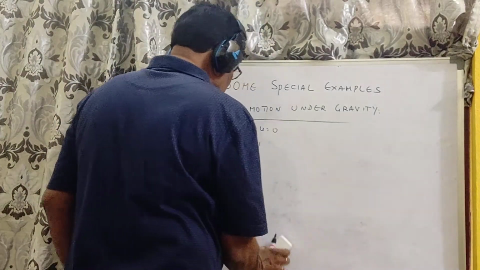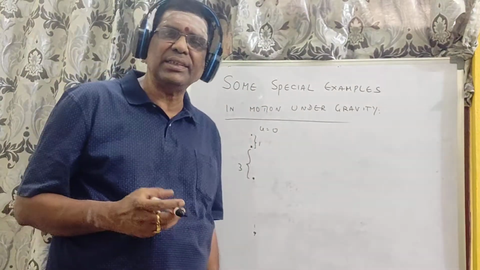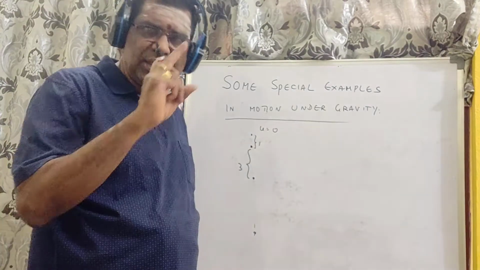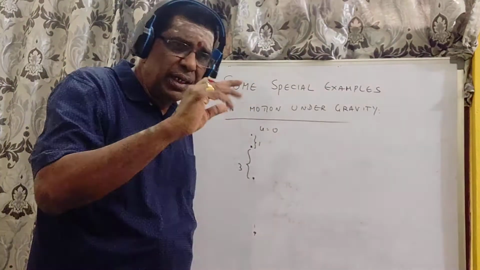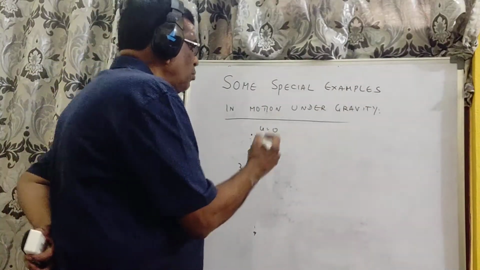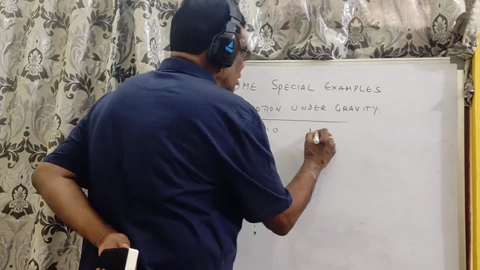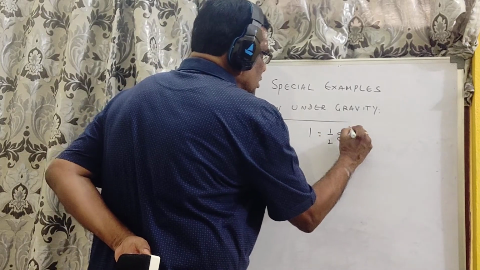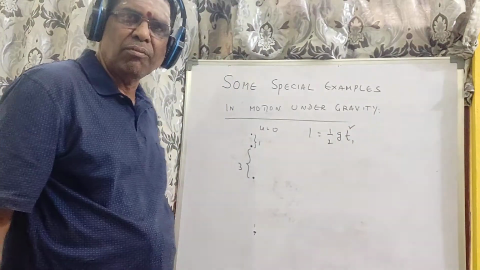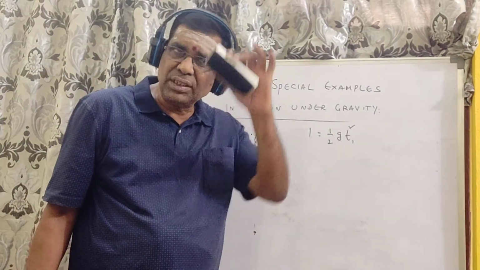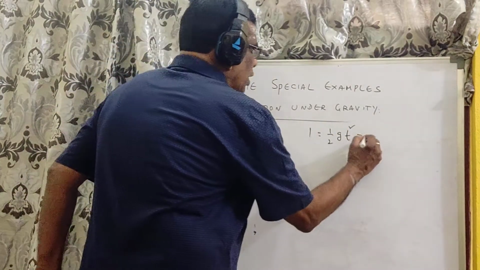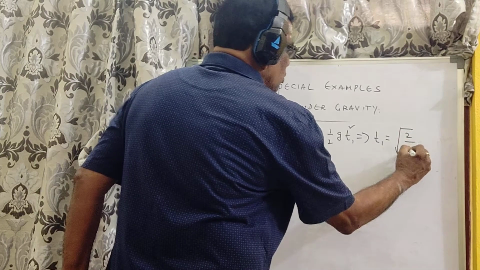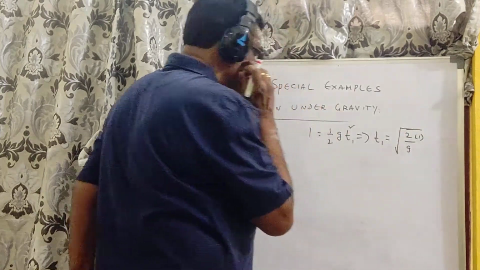Now, sometimes they ask you, what time does it take to cover the first meter? First meter, I am dropping the body. 1 meter, what time does it take? So 1 meter means, say, 1 is equal to half g t square. I'll call it t1. T1 is the time taken to cover the first meter. So this implies T1 is equal to how much? Under root 2 by g into 1.